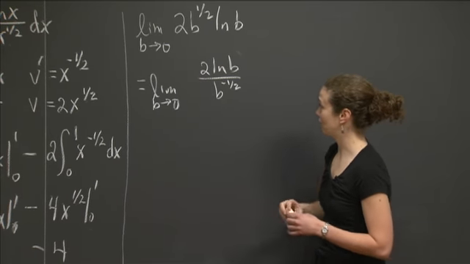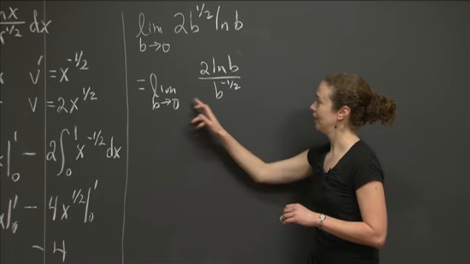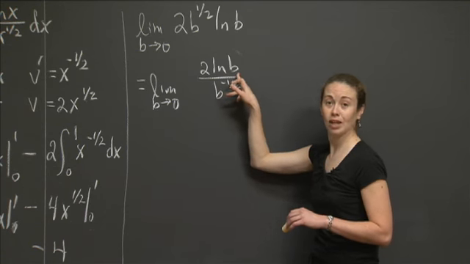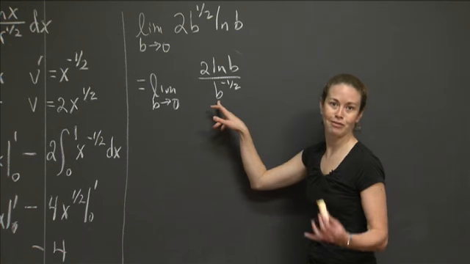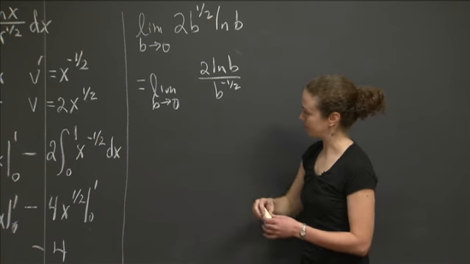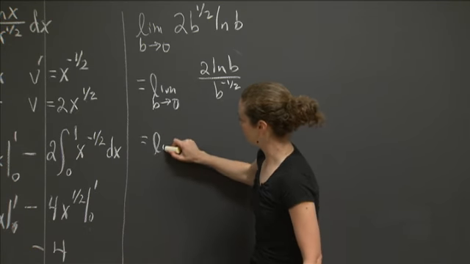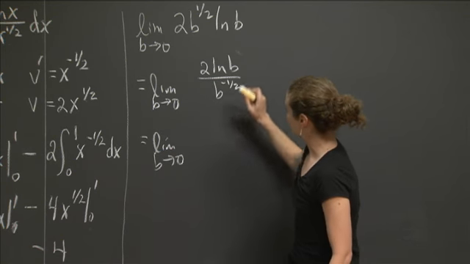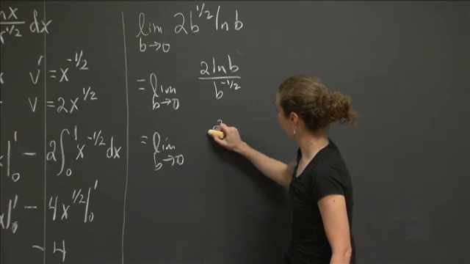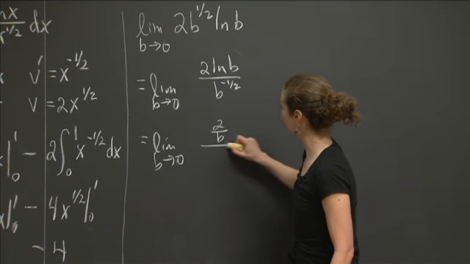And now, what's the point? Why did I bother to do that? As b goes to 0, this goes to negative infinity, and this goes to infinity, right? So now I have something where I can apply L'Hopital's rule. So this is the limit as b goes to 0. Derivative of natural log of b is 1 over b. So I get 1 over b in the numerator.